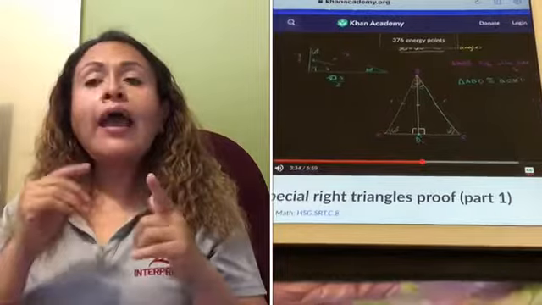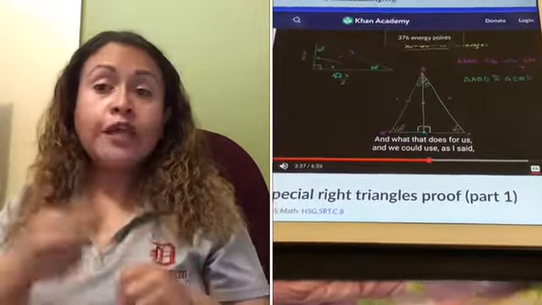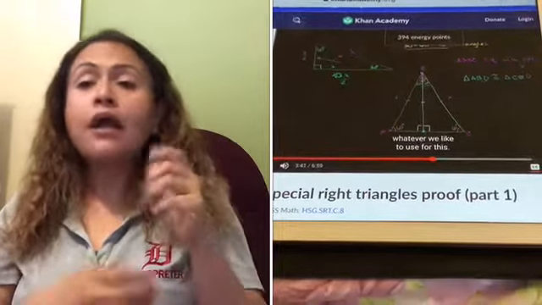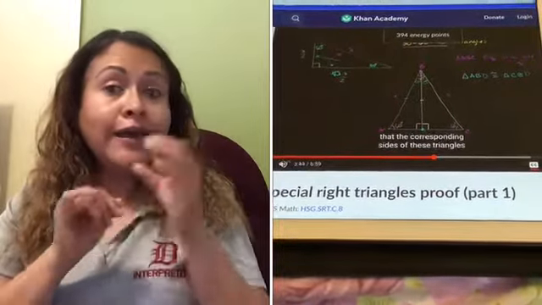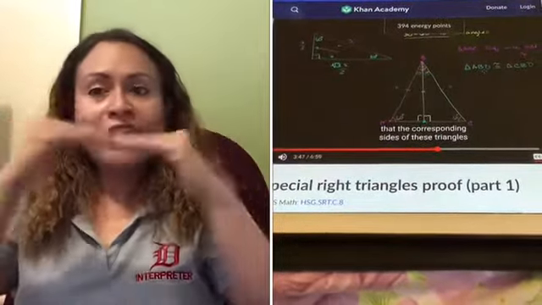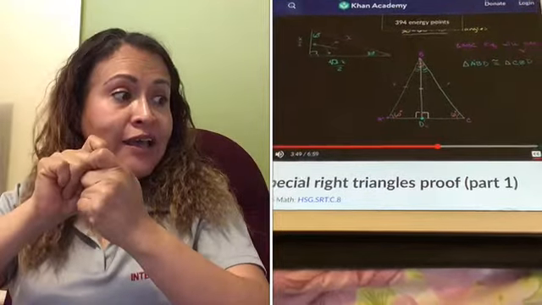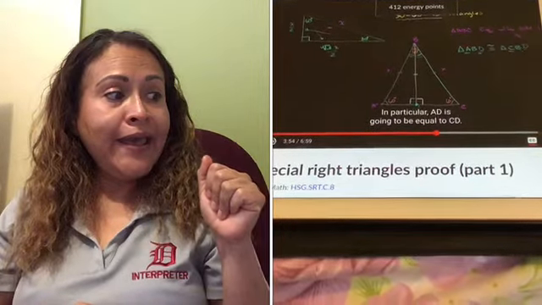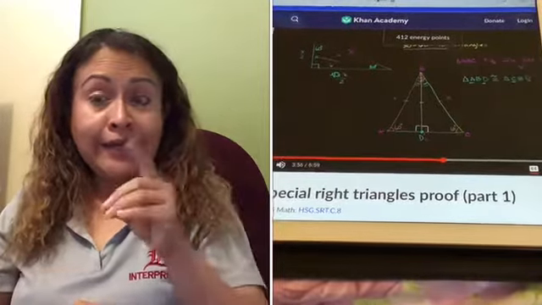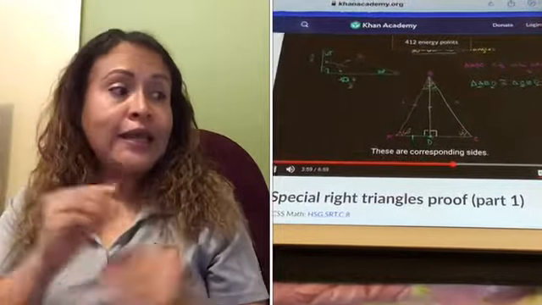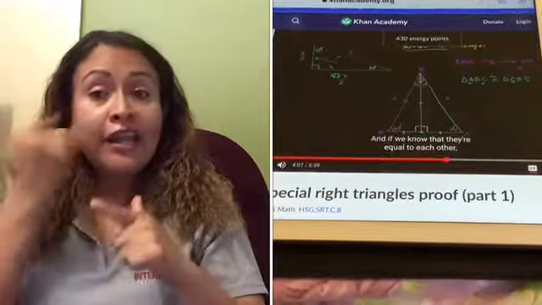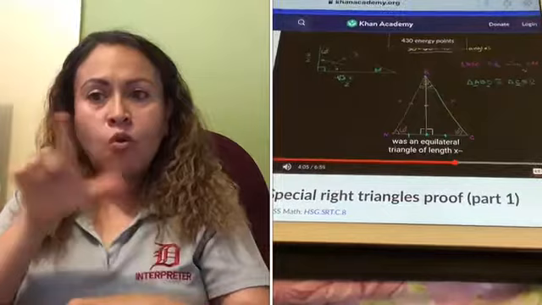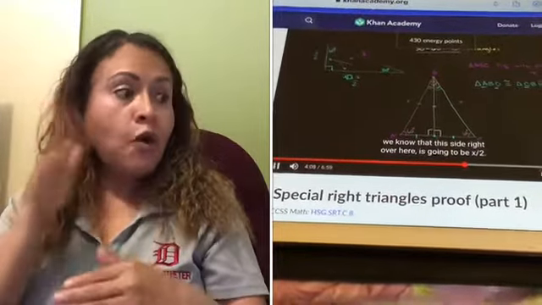And what that does for us, and we could use, as I said, angle-side-angle or side-angle-side, whatever we like to use for this, is it tells us that the corresponding sides of these triangles are going to be equal. In particular, the length of AD is going to be equal to CD. These are corresponding sides, so they are going to be equal to each other. And if they add up to x, remember this was an equilateral triangle of length x, we know that this side right over here is going to be x over 2.